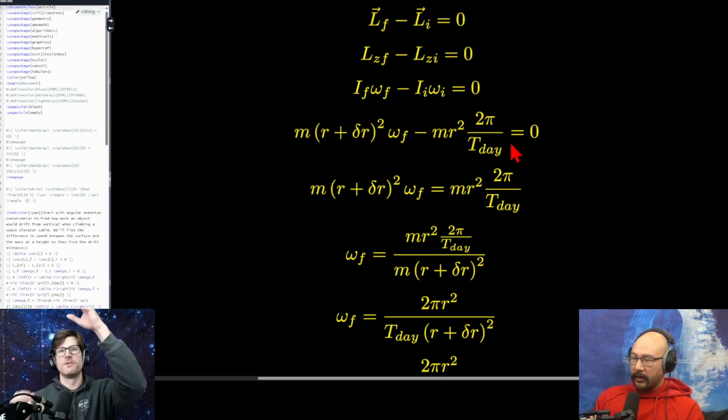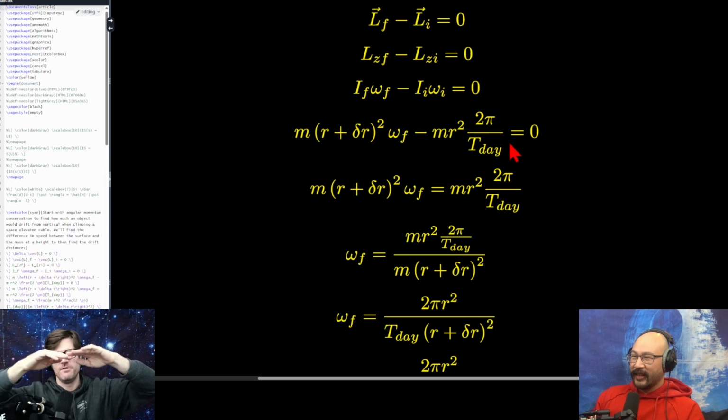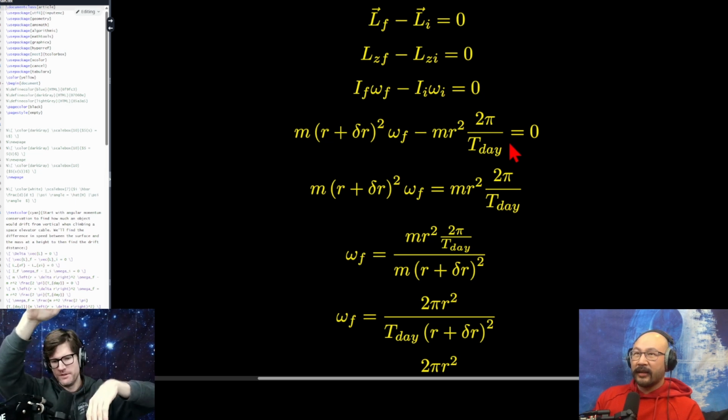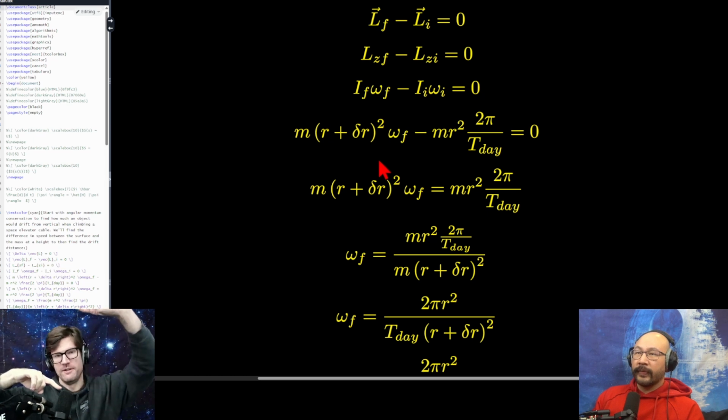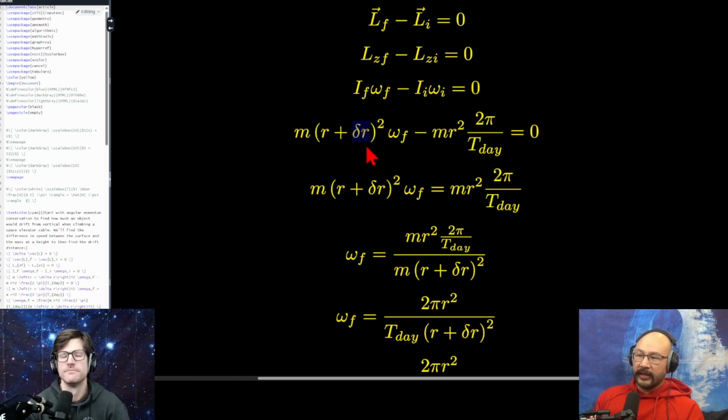Then the payload climbs the cable. We're going to pick a final point, which we will determine later, where it has climbed some delta r away from the surface of the Earth. This is your placeholder for distance above the surface. I made it delta r thinking it would be small compared to the radius of the Earth, but it actually ends up not being super small. Placeholder for now is the key point.